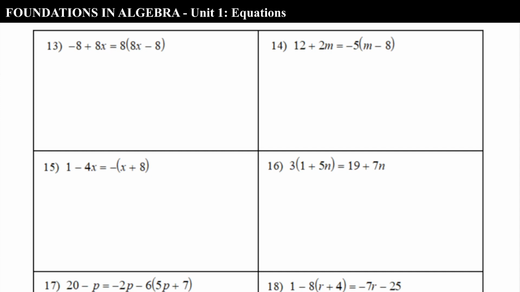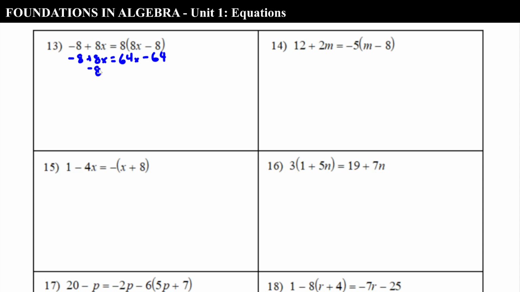Okay, the front page we did all this combining of like terms. Now we're going to put distribution into the mix. So for number 13, nothing to do with the left-hand side yet, so we'll go ahead and write that down. Let's distribute here. 8 times 8 is 64, and 8 times negative 8 is negative 64.